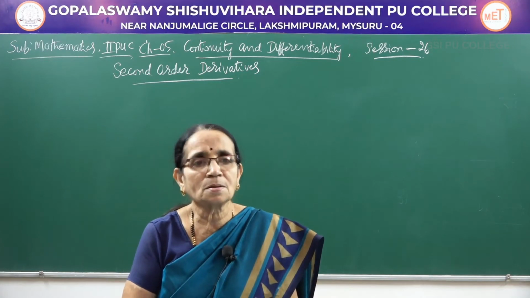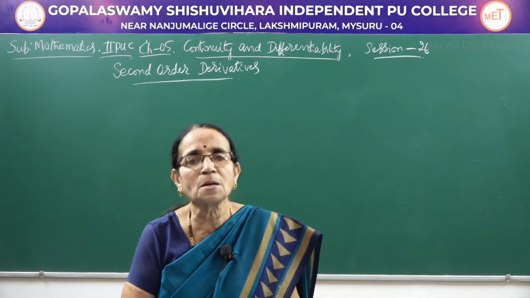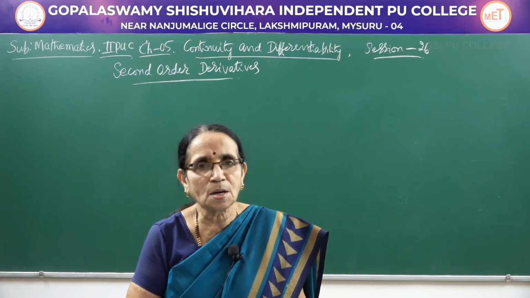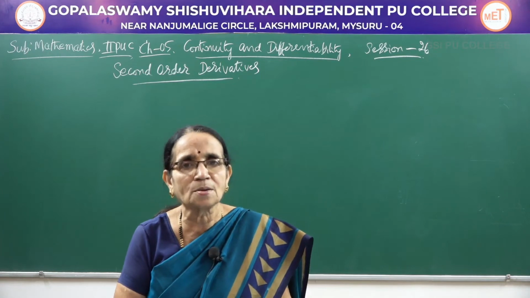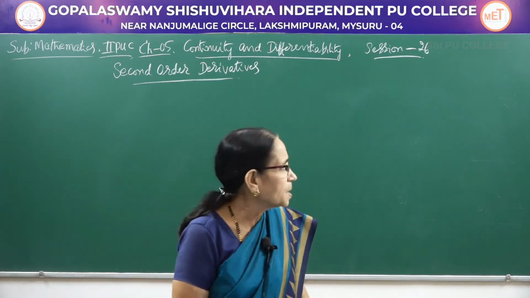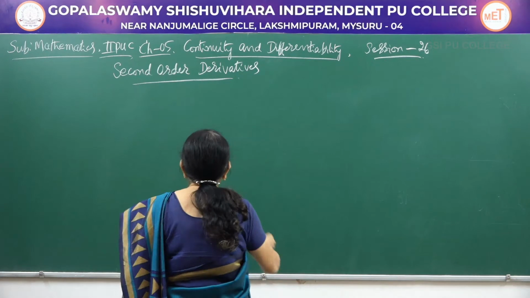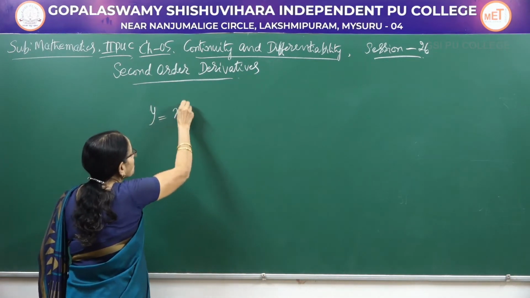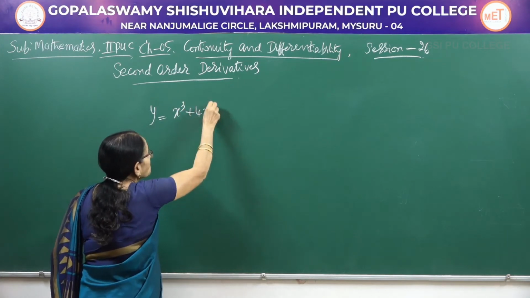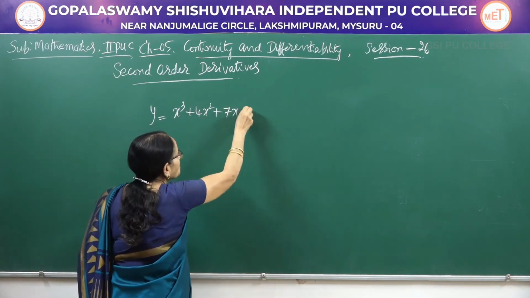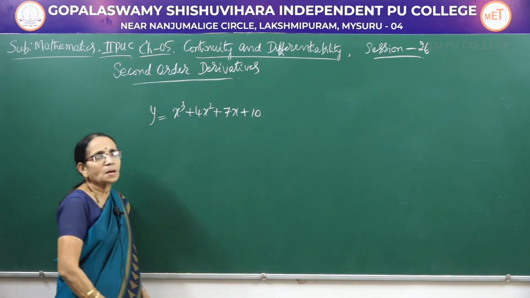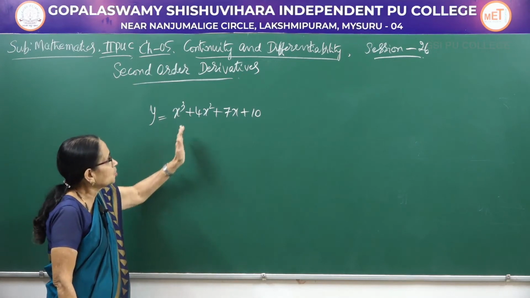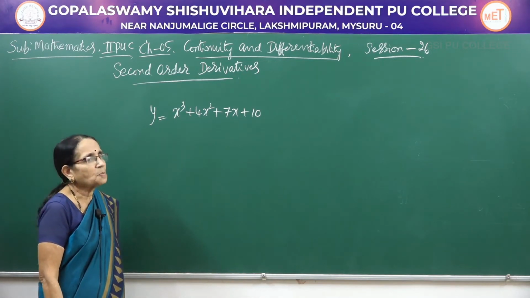So, it may be an explicit function, or it may be an implicit function, it may be a parametric function. You know how to find the derivative, that is dy by dx, when y is given to us. Now, let me consider a function here, say y is equal to x cube plus 4x square plus 7x plus 10. Let me consider a simple algebraic function here, a polynomial function.